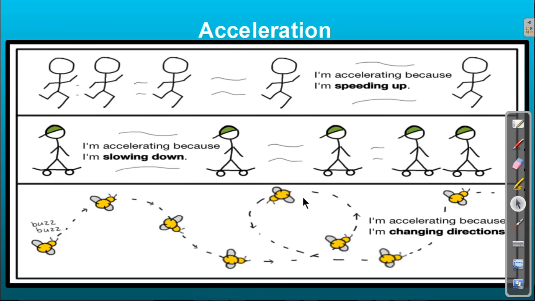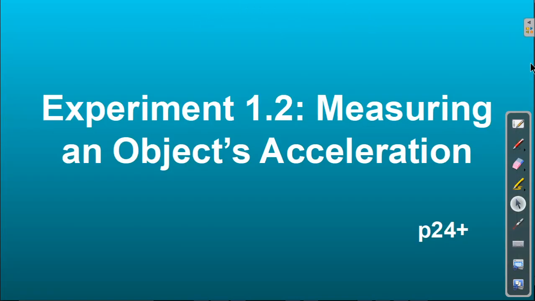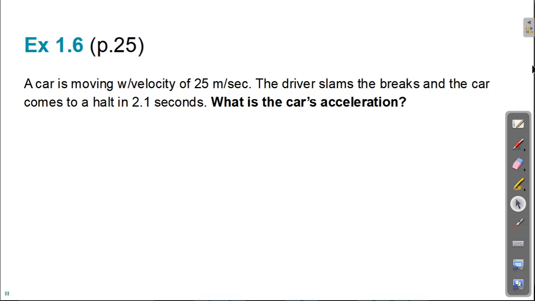You also can have acceleration if you change the direction. So the velocity is changing direction. If you change direction, what are you changing? You're changing velocity. So if you change velocity, you're changing acceleration. Three scenarios that give you acceleration. Now, you're going to be doing another experiment on page 24. And I just put here to remind you to do your experiments.